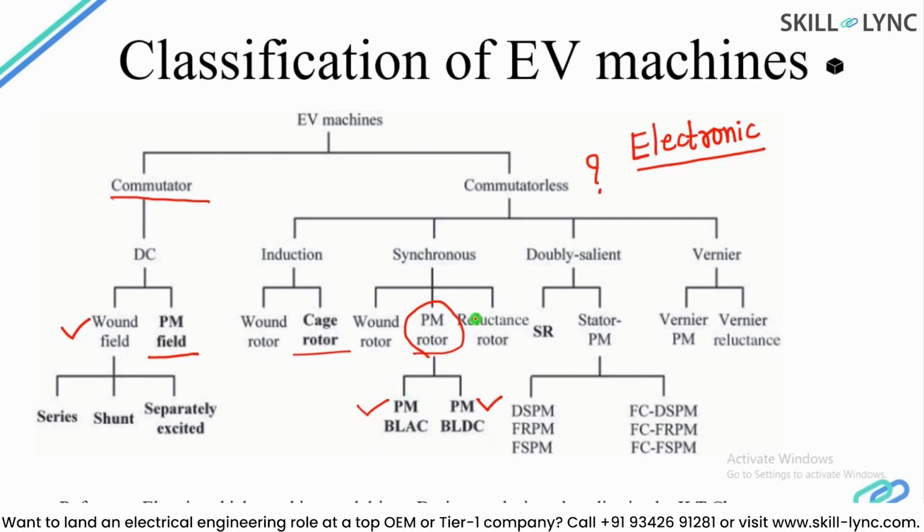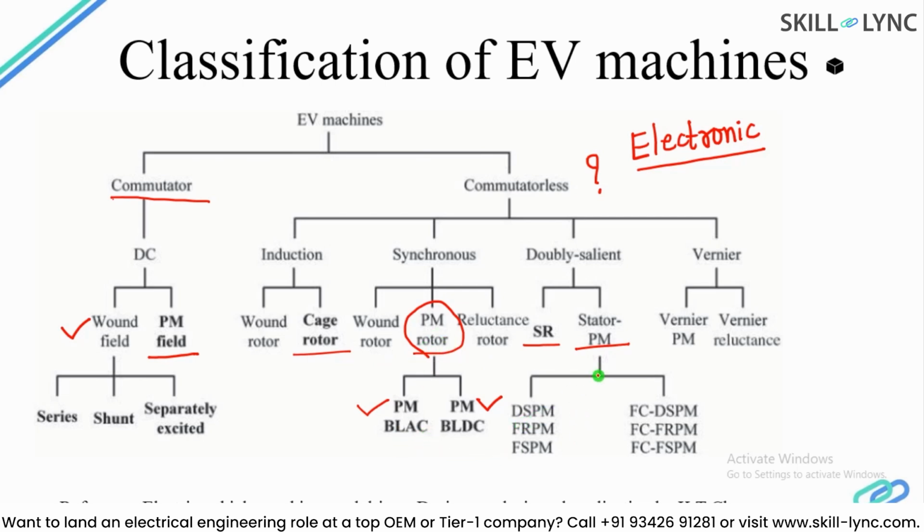Another classification is doubly salient, where the saliency is present on both stator and rotor. The meaning of the saliency is the poles are projected outside. So the switch reluctance motor is also popular, and the permanent magnet doubly salient motors are also popular for EV applications. So whether the stator is permanent magnet or rotor is permanent magnet, there can be another classification.